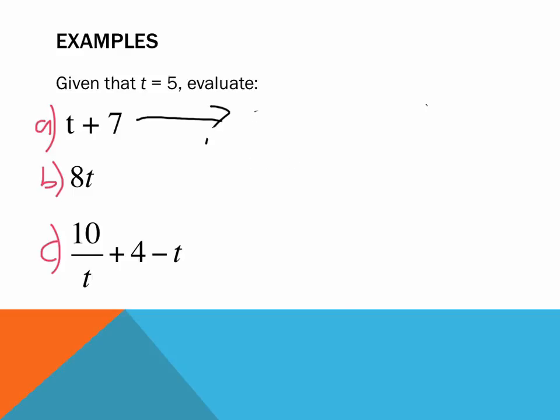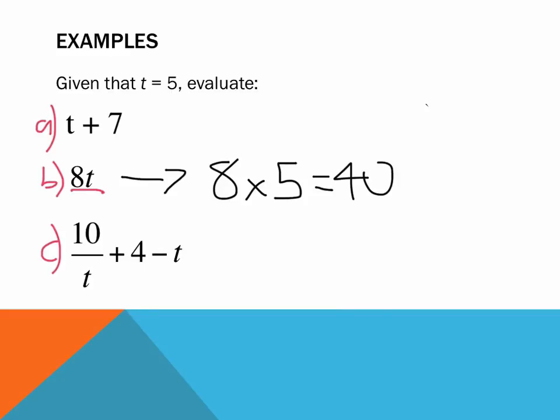It says 8t, but there's no operation going on. I haven't been given one. What does that mean when you see a number next to a pronumeral? What operation's going on? Multiplication, that's right. So that actually means 8 times t, and so if t equals 5, that's 8 times 5. 8 times 5 equals 40. Remember that. If you see a number and a pronumeral, that is what that means. Okay? It means multiplication.